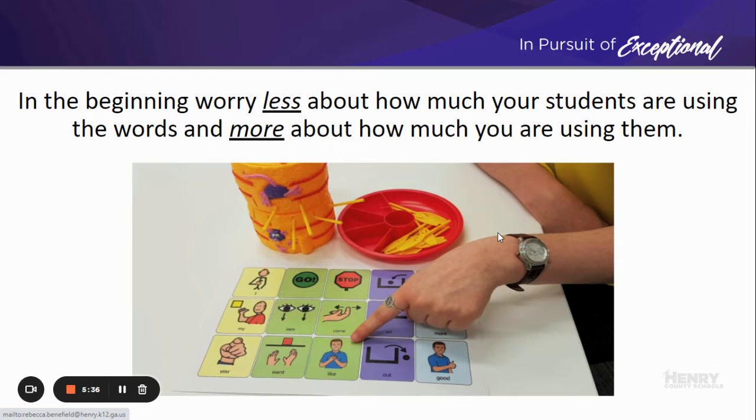In the beginning, what we want you to do is worry less about how much your child is using the words and more about how much you are using them. So you're going to use their system and you're going to talk with your child using that system.